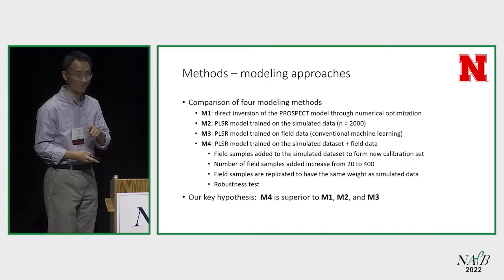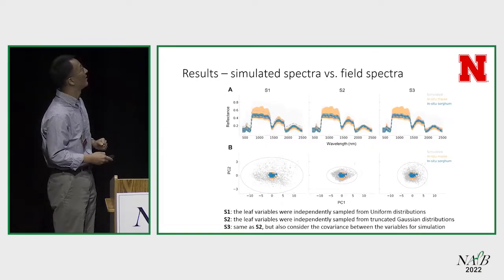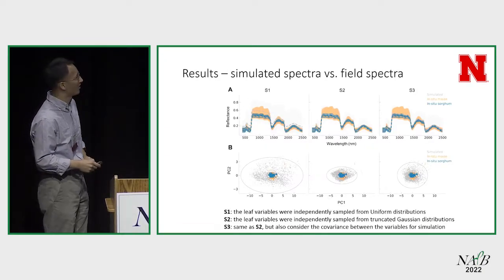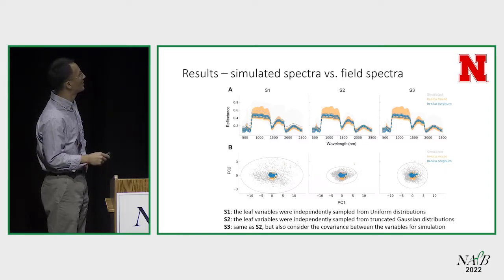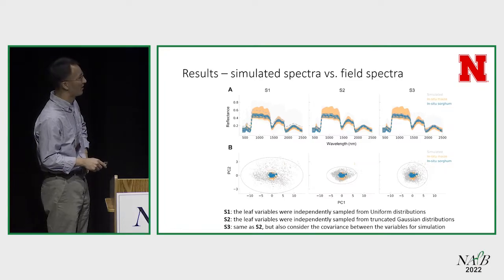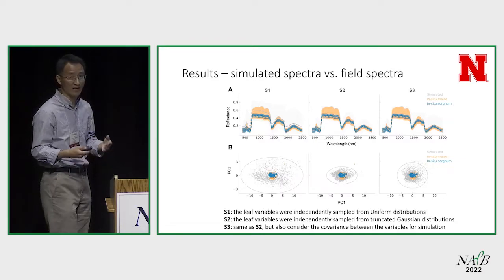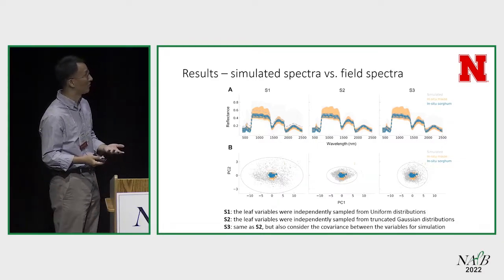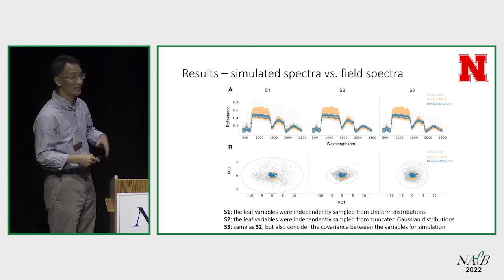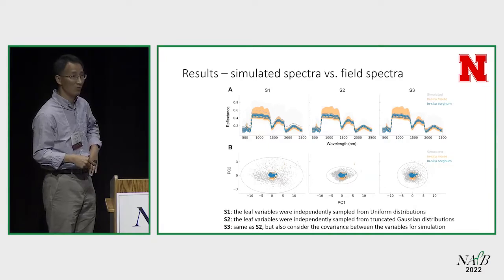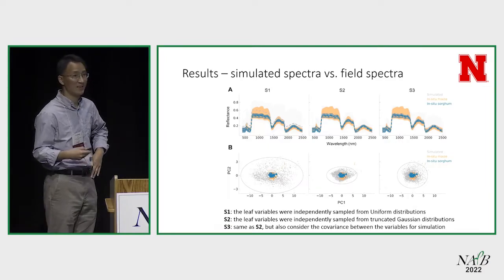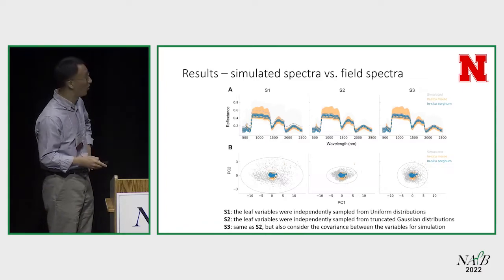And I see that my time is up, so I need to be quick. Some of the results here: these are the 3 settings of simulation. The row down here is the principal component of the spectral data, and the gray is simulated, and those 2 colorful ones are the real data. Essentially, what we are looking for is what more naturally presents the property of the real data. Through the comparison, we decided that the Gaussian distribution with the covariance structure simulates the field spectrum much better. So that's number 1.